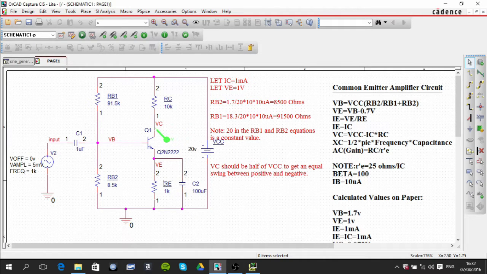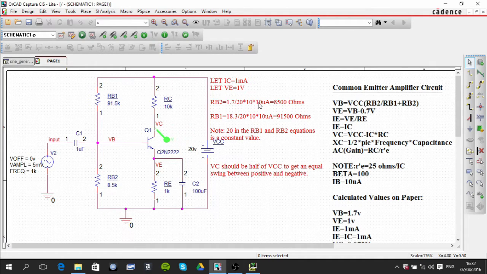The base voltage is going to be 1.7 volts, because you can just rearrange this equation. Because we know that, we also know that RB2 must have 1.7 volts across it. Now, this 20 is a constant. I've seen some people use 10 in there, but that's fine. 20 is fine as well, so I use 20.